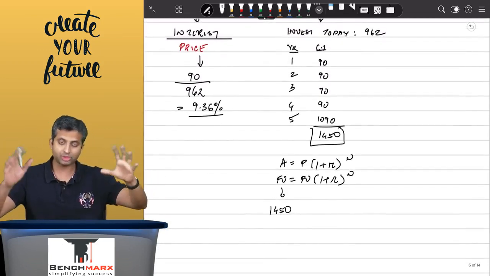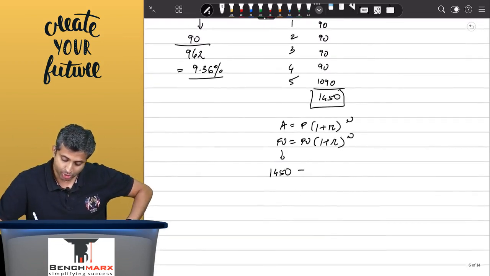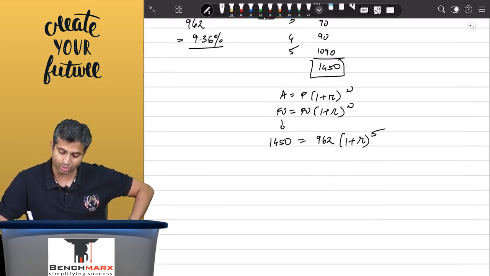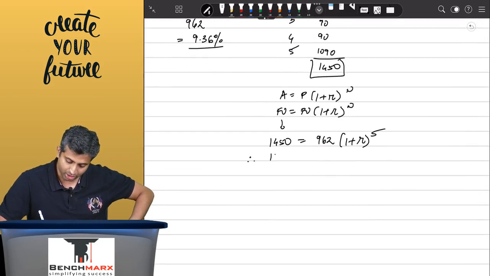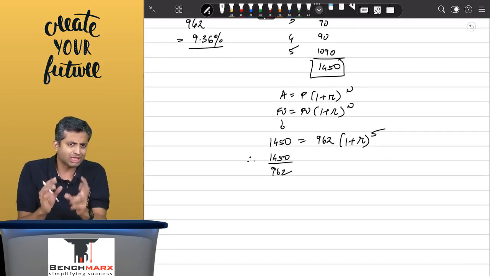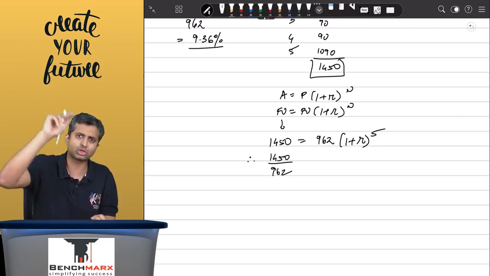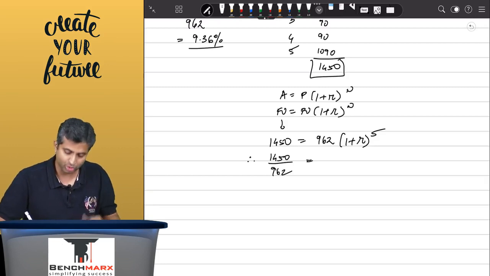Including the redemption value, all the cash flows will equal the amount that you are investing today, which is approximately 962 into 1 plus R. R is your realized yield, raised to 5. If I do this working, that is 1450 divided by 962. So over here, in a way, your capital appreciation might also get covered because you're considering 962 and at the end you are also considering 1000. But it is not in the most efficient way.